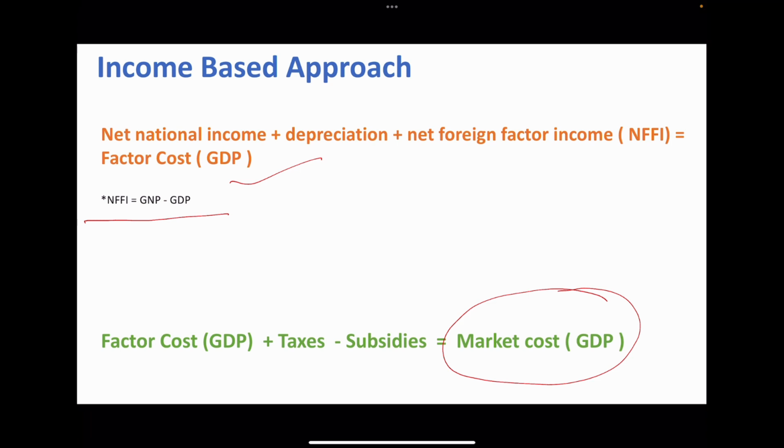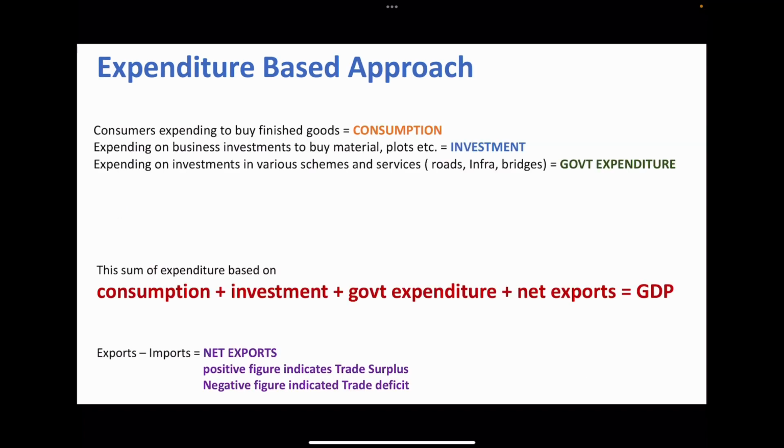Moving on to the expenditure method of measuring GDP. Unlike the income method described earlier, here, as the name suggests, the calculation is based on the expenditure associated with manufacturing of goods. The different expenditure elements could be consumers who spend to buy finished goods, that's consumption as an expenditure. Businesses who invest to buy material, plots, etc., that's investment as an expenditure. And government might also invest in various schemes and services, for example, to build roads or infrastructure or bridges, and this is called government expenditure.